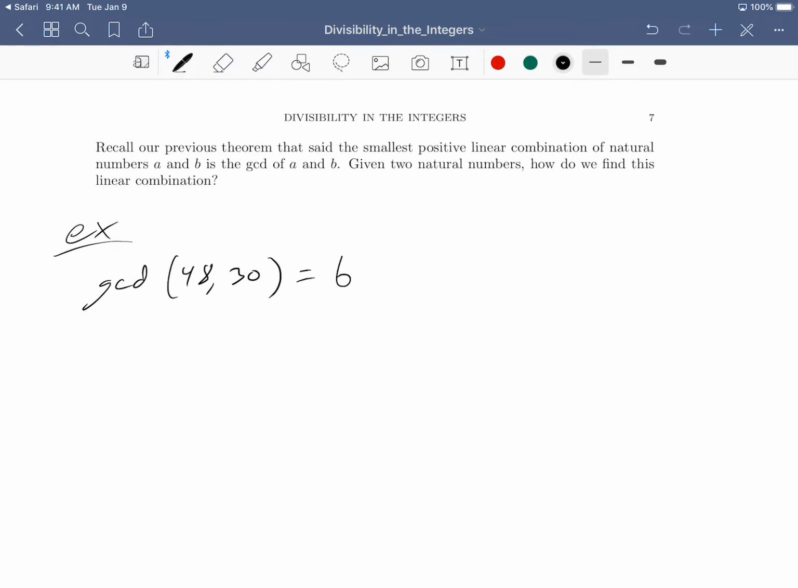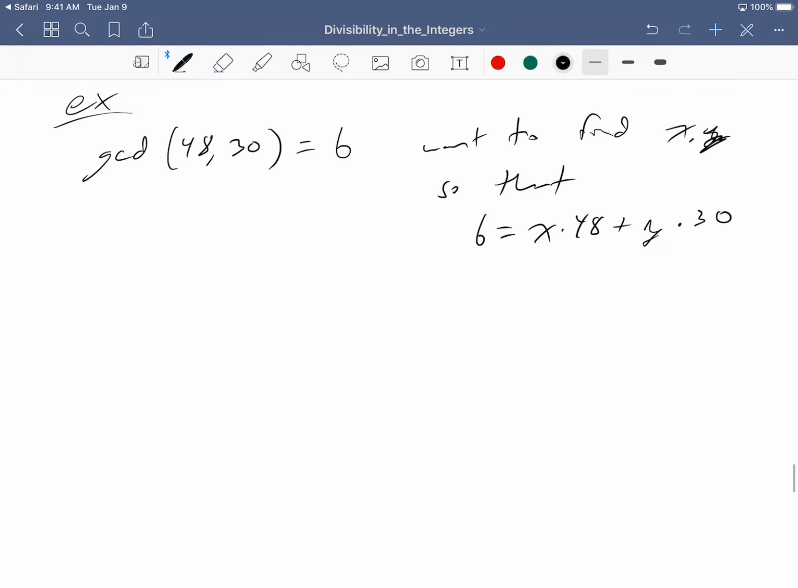All right, so let's talk about this GCD. We know the GCD is 6, and I want to find x and y so that 6 is x times 48 plus y times 30. I want to figure out what that x and that y are. Staring at that equation might work for you. You might find the x and the y, but what if it doesn't? How can we find them? It turns out the Euclidean algorithm is going to help us with this.